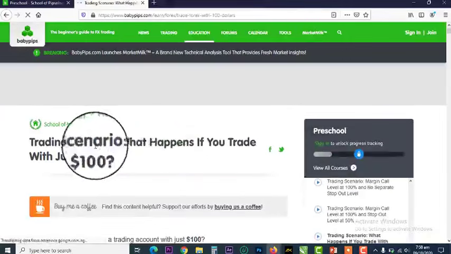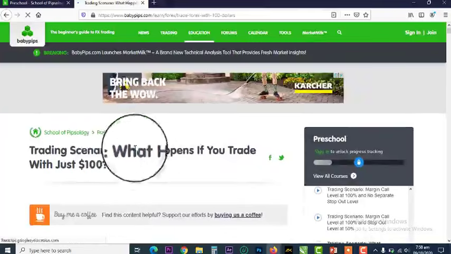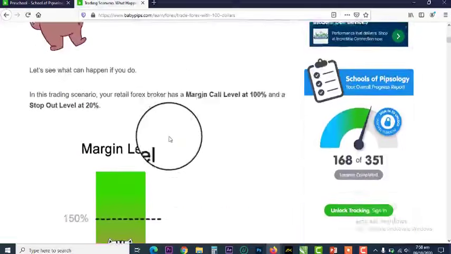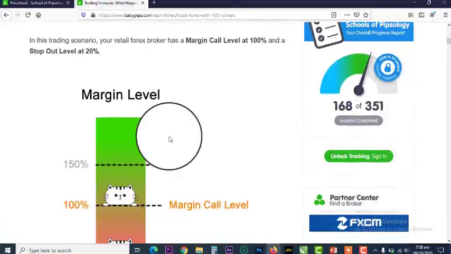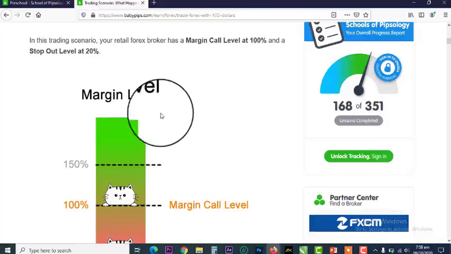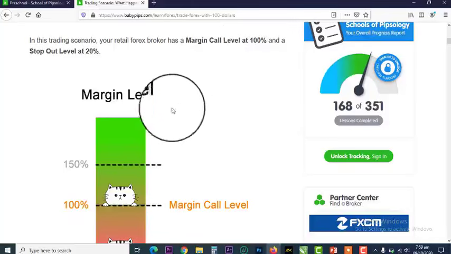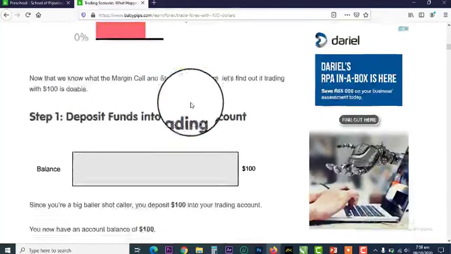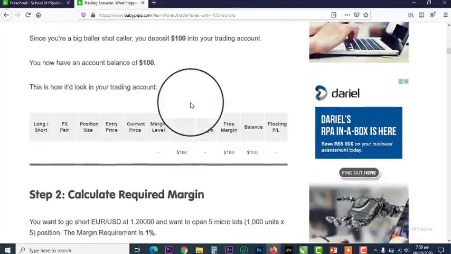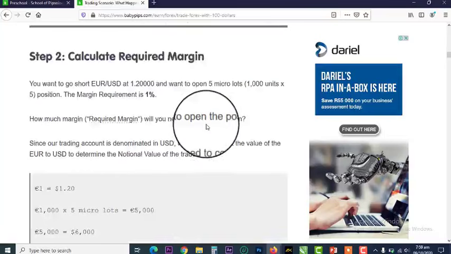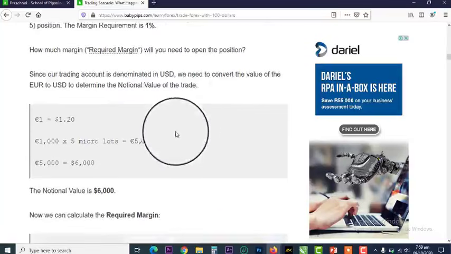Trading scenario: what happens if you trade with just 100 US dollar? Nothing happens. When you trade with just 100 US dollar, make sure you have a good leverage, right? And once you have a very good leverage, don't go and pick 50 to ratio 1. Pick something like 500 to ratio 1, 600 to ratio 1, and you see that your margin level will exponentially become so huge, right? And when you choose something like that, then take lot sizes of like 0.01 or 0.02, like the other chart we looked at the other time, the other diagram.